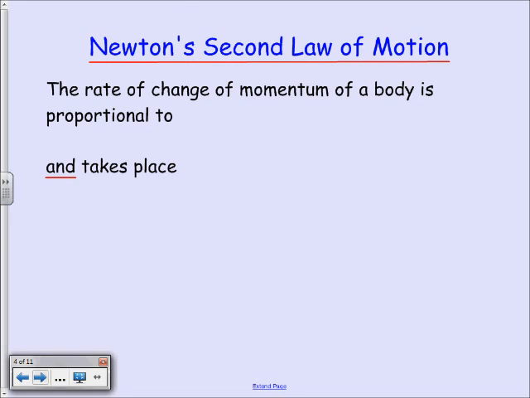Newton's second law of motion, the rate of change of momentum. So at year 11 level, you talked about acceleration. We're changing the way we define things here. The rate of change of momentum of a body is proportional to the resultant force applied.